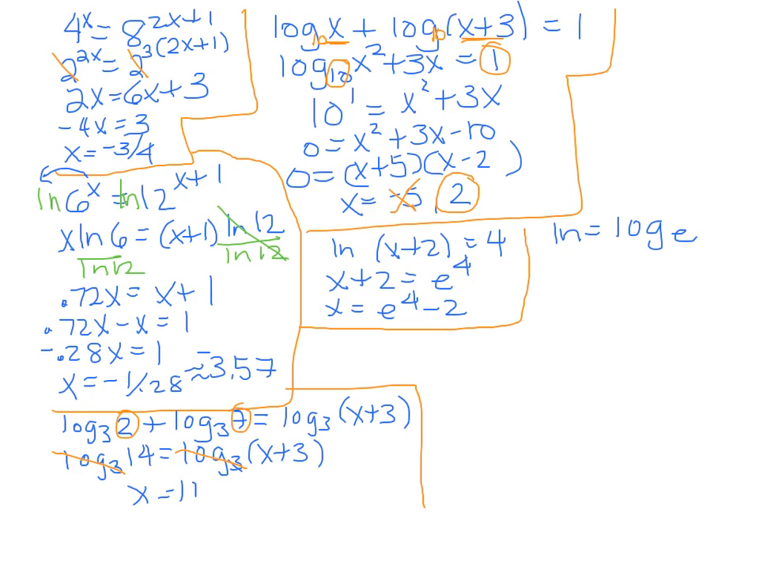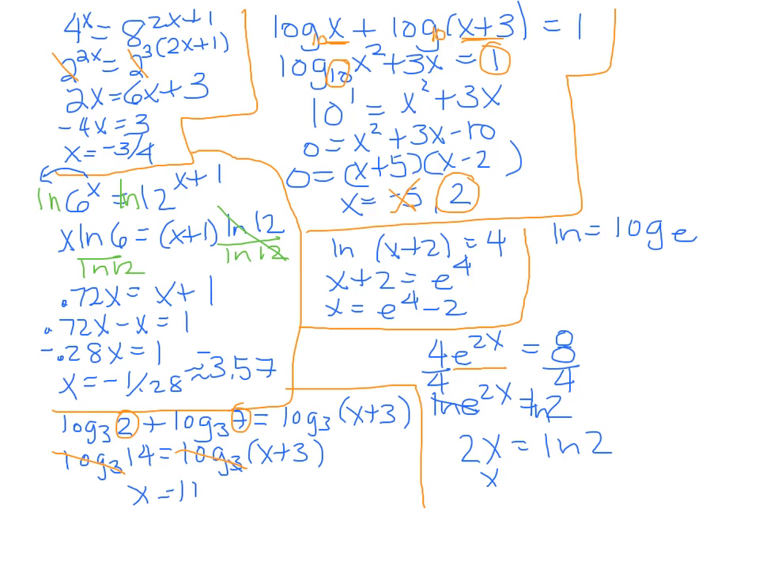And then the last one, we have 4e to the 2x equals 8. Now we're so used to saying you're going to natural log both sides, but be warned, you have to isolate your exponential first. So dividing by 4, I have e to the 2x equals 2. Now I can go ahead and take the natural log of both sides. So these will cancel. 2x equals ln of 2. So x equals ln of 2 divided by 2. And that should give you a pretty good feel for how these kind of problems are going to work out.